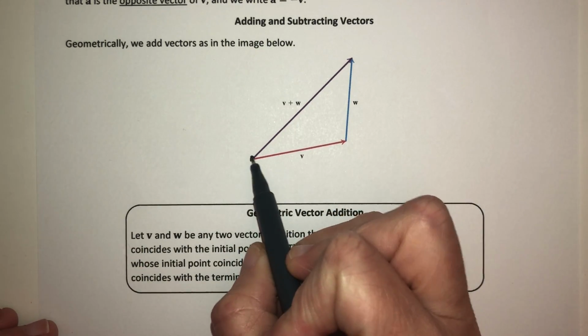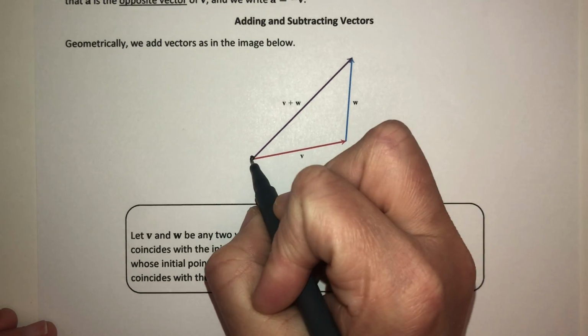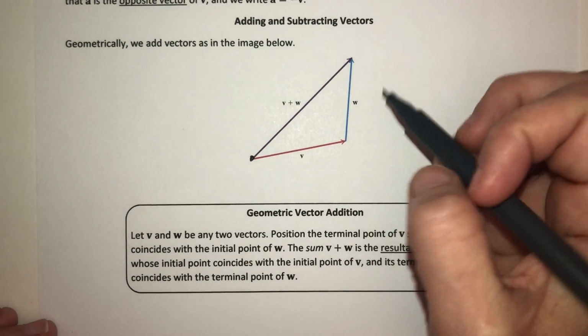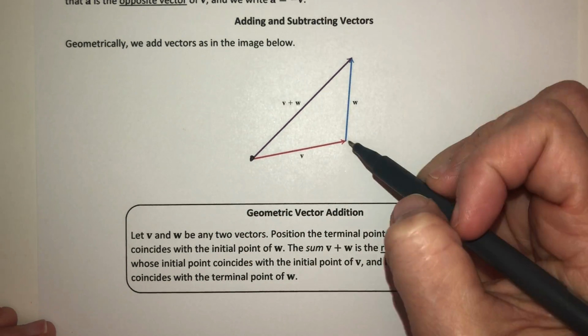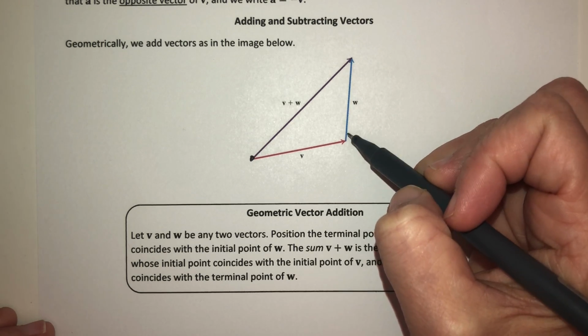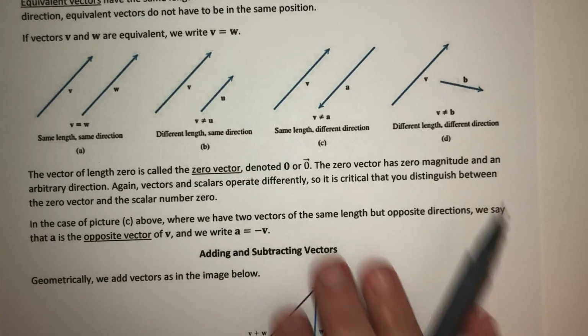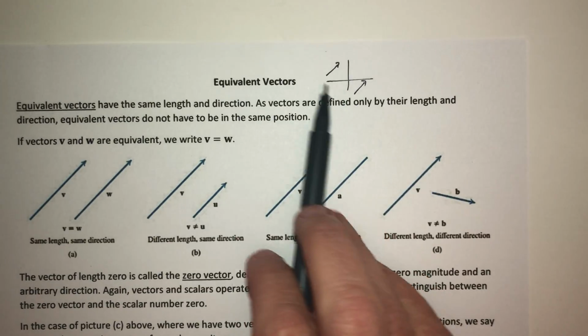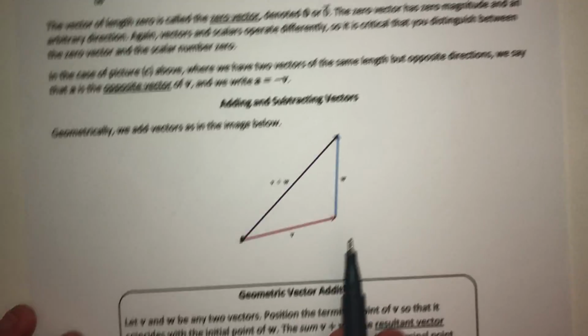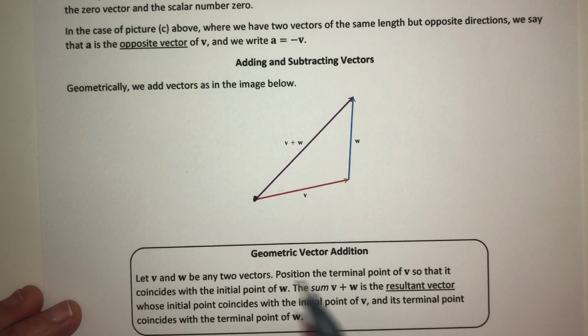So if we have a vector v right here, and this is the initial point, and we have a vector w here with right now an initial point here and terminal point here, we can move. We know from before that the vectors don't have to be in a particular position. The only thing that's important is the length of them and the direction that they go.